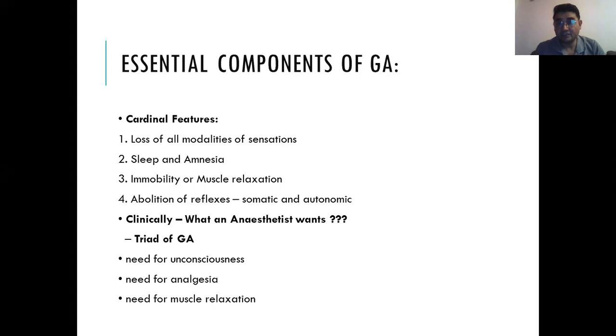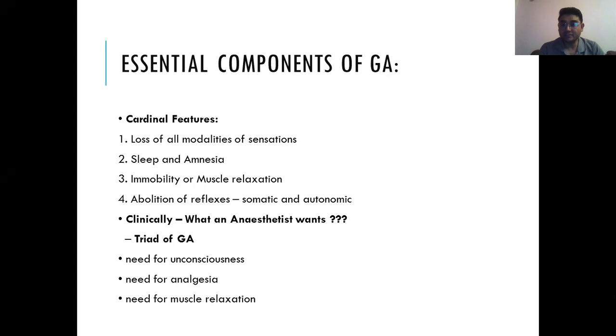Now, the essential components of general anesthesia. About the cardinal features of anesthesia we talked before, there were four features: loss of all modalities of sensation, sleep and amnesia, immobility or muscle relaxation, and abolition of reflexes, somatic and autonomic.